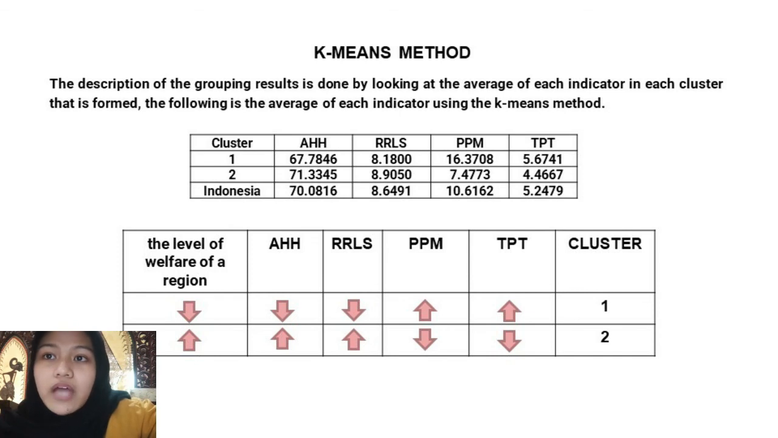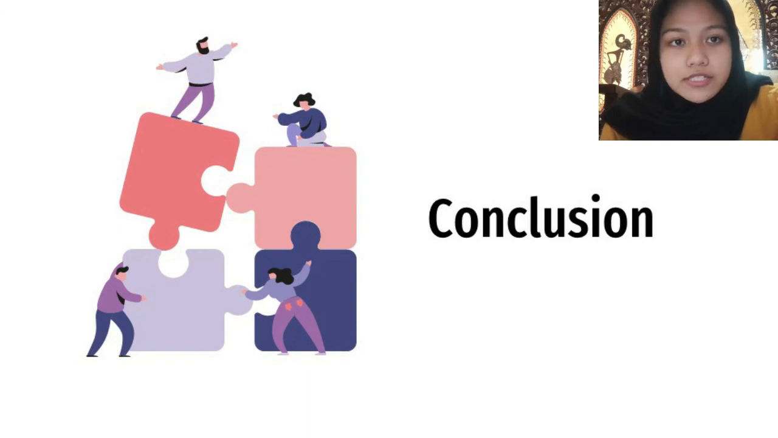The average values of the AHH and RRLS indicators in the second cluster are higher than the first cluster in Indonesia. Furthermore, the value of the TPT indicator in the second cluster is lower than the first cluster in Indonesia. The greater the AHH and RRLS indicators, and the lower the TPT indicator, the higher the level of welfare of a region. Meanwhile, the average value of the PPM indicator in the first cluster is higher than the second cluster in Indonesia. This means that the higher the PPM indicator, the lower the level of welfare of a region. And then next, the conclusion.